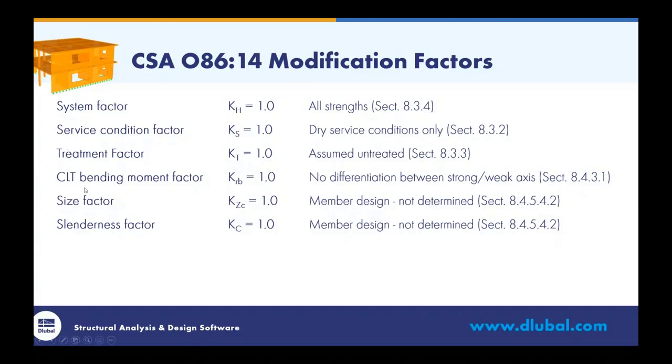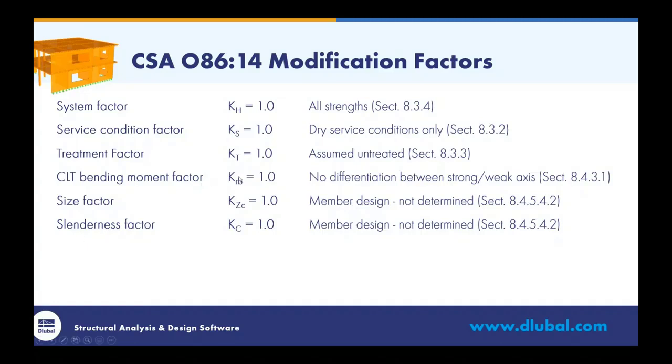Now, the other three factors here are a little bit different. The CLT bending moment factor, size factor, slenderness factor. So the CSA standard really takes an approach for CLT design as though it's treating it like a member. And this might be extremely beneficial for hand calculations, just to simply run a design check. The problem with that is, in finite element analysis software, 2D surfaces are truly surfaces. We do not treat them as members.